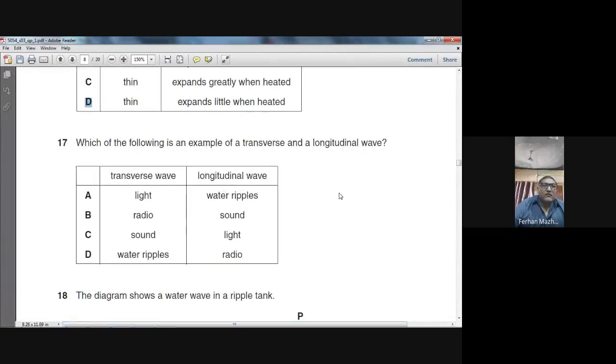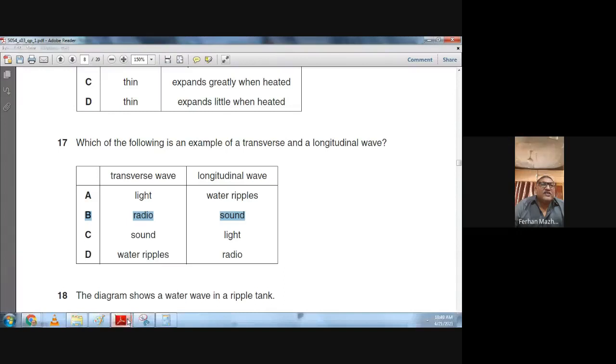Which of the following is an example of a transverse and a longitudinal wave? You can see the light is a transverse wave, water ripples are transverse waves, radio waves are transverse waves. Sound is a longitudinal wave. So sound is a longitudinal wave and the radio waves are transverse waves. I think that B is the right option. B is the right option, sir.